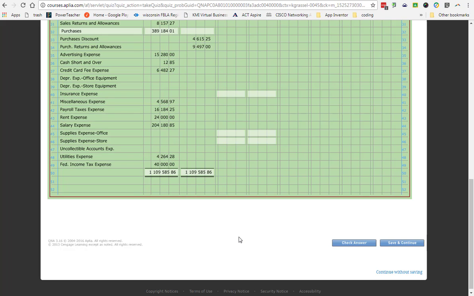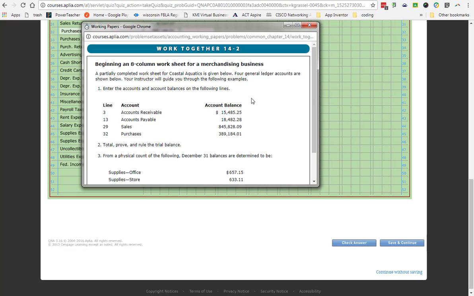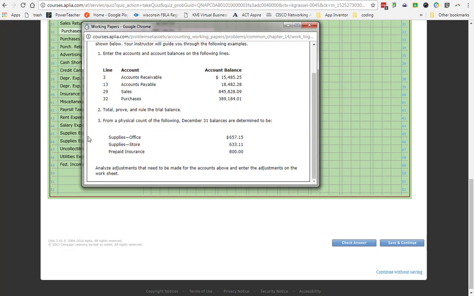This just takes time. Okay? It's not hard. You're doing math. You use a calculator. Slow down. Get it done right. What we have to do next is number 3. From a physical count of the following, December 31st balances need to be determined.